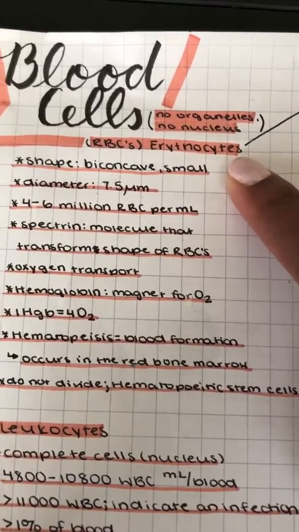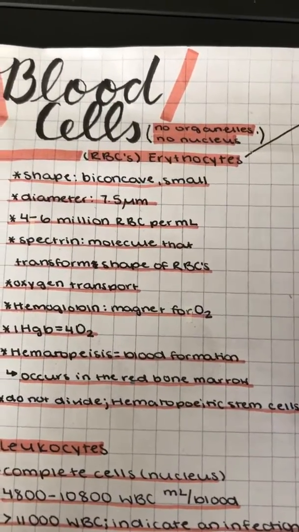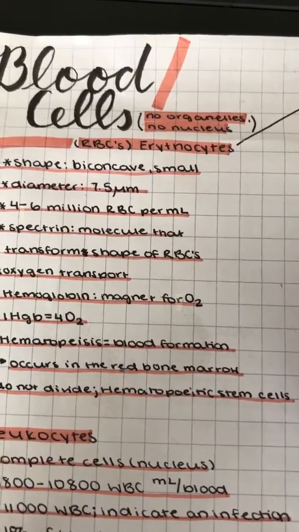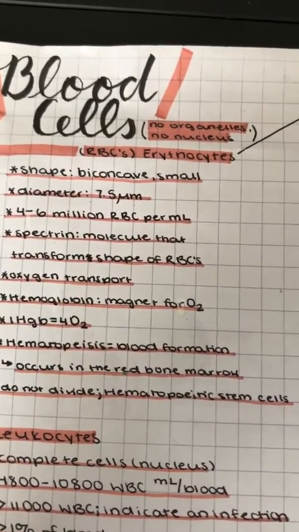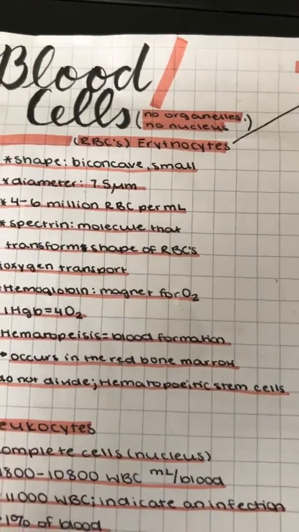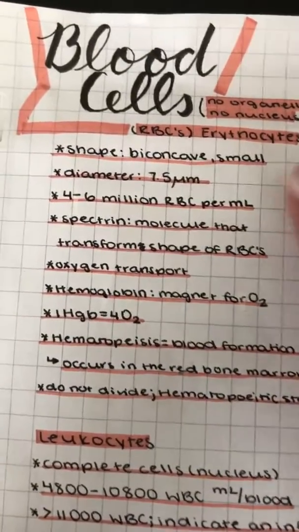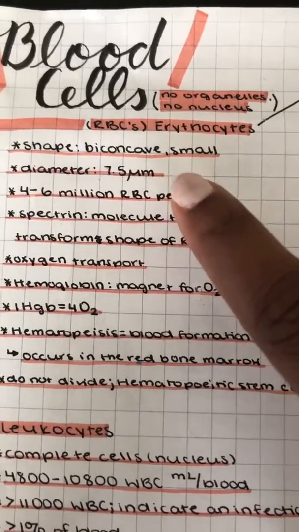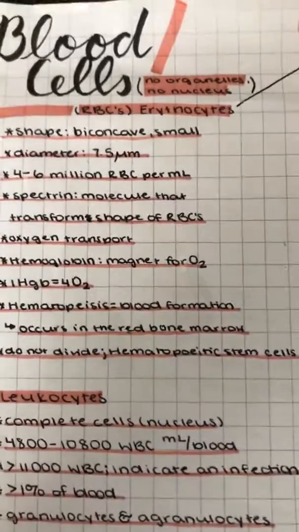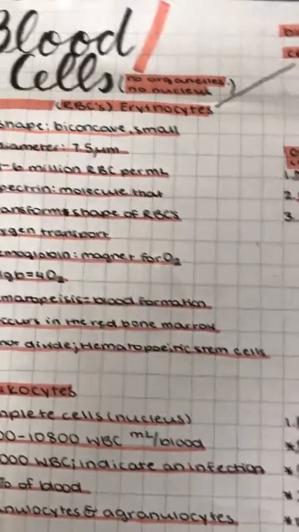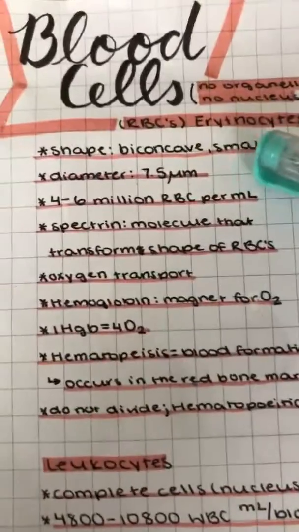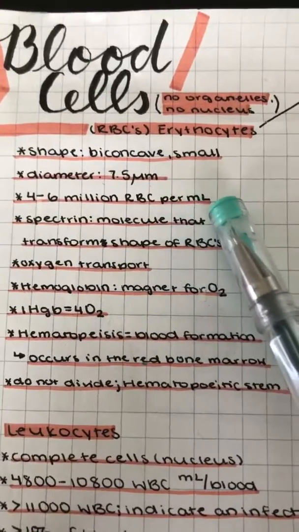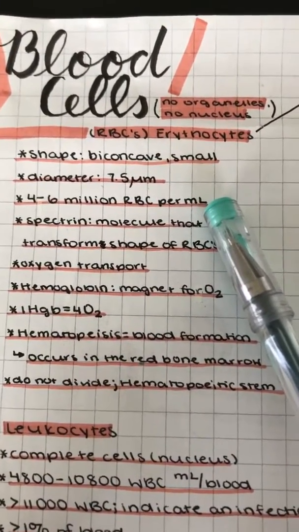All right. The shape of a red blood cell, you need to know, is biconcave. What biconcave looks like is basically a frisbee. It's concave on both sides, or kind of like a donut. They are very small. The diameter is 7.5 micrometers. That fancy M is for micro. You have 4 to 6 million red blood cells per milliliter of blood.